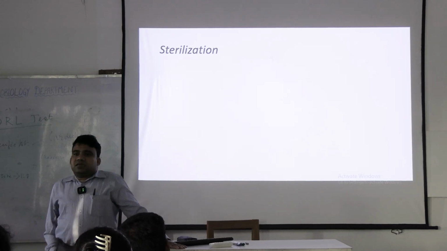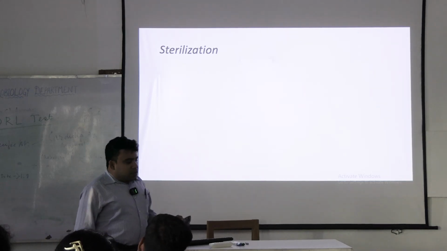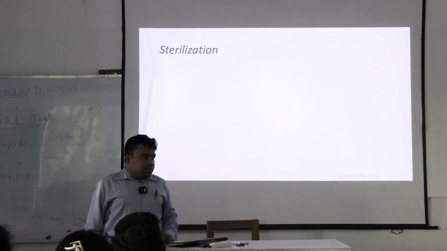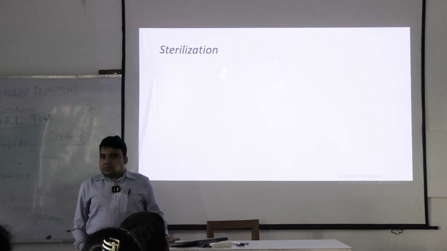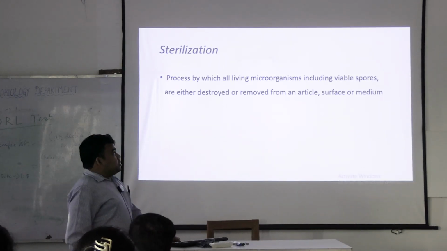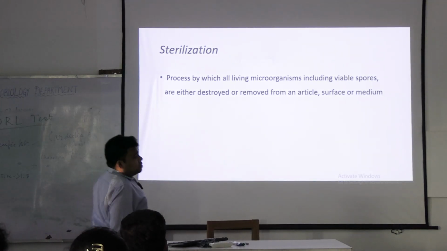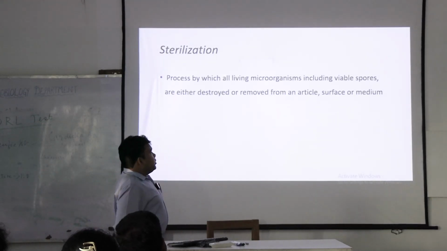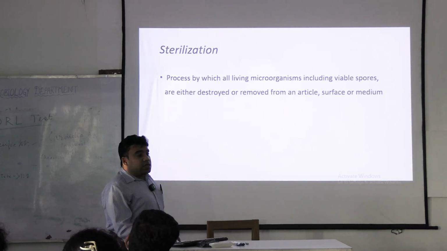Now when we say sterilize, what do you mean commonly? If I say we need to sterilize a particular thing or an object, what do you mean? That means there are no organisms, right? If we look at the proper definition, it would mean the process by which all living microorganisms, including spores, are got rid of, it may be a surface, it could be a material, then we call it sterilization.